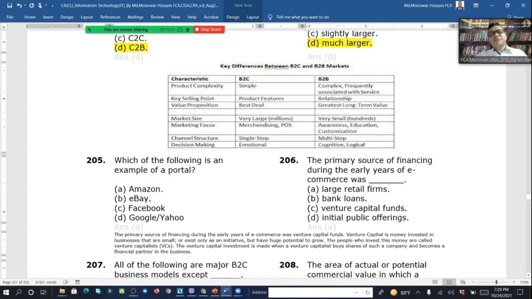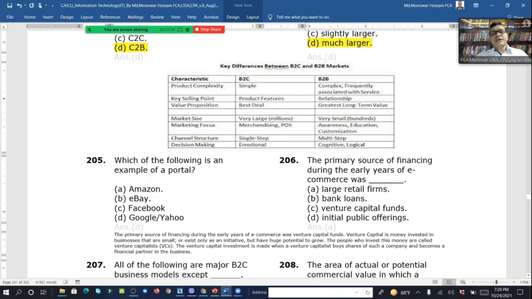Marketing focus in business to consumer is point of sale and merchandising, etc., and in business to business it is awareness, education, customization, etc. And channel setup: if you see here, business to consumer is single setup and business to business is multi setup.